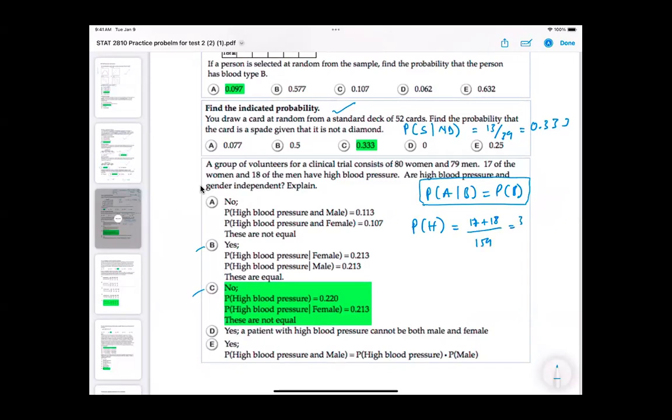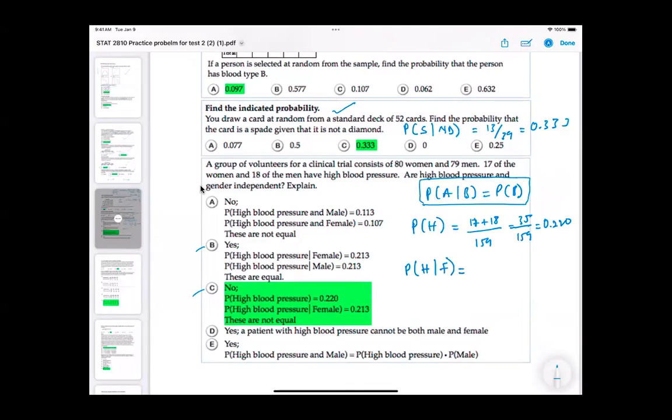So this is 35 divided by 159. When you do that in decimals, what do you get? Because our answers are in decimals. What is 35 divided by 159? Okay, 0.22. So that is the probability of high blood pressure. Now let's try to find the probability of high blood pressure, given that the person is a female.